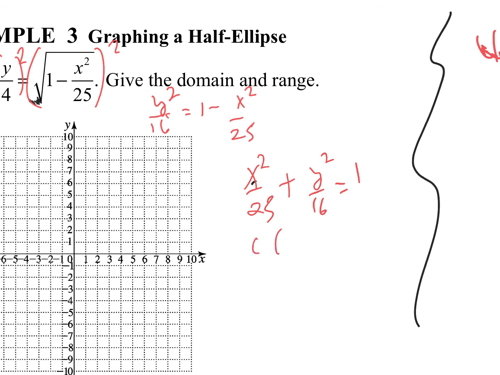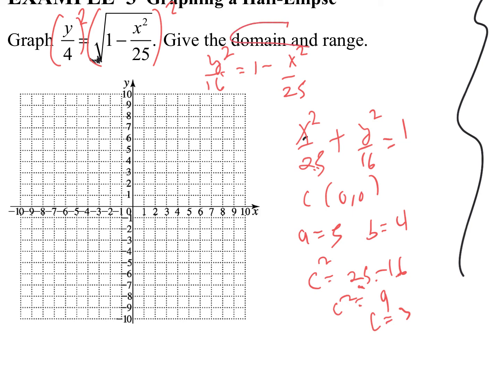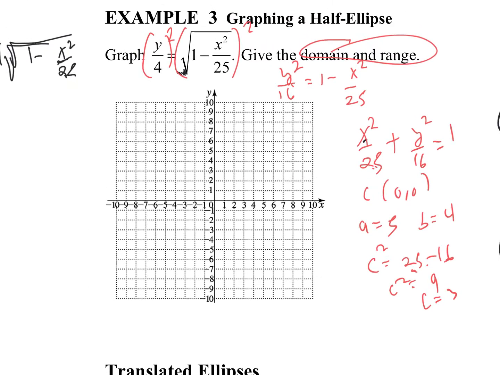It's centered at 0, 0. a is equal to 5. b is equal to 4. c, if I needed it, would be, c squared is 25 minus 16. That's my a squared minus b squared. c squared is 9. c is 3. So I can graph everything. And then he wants, again, the domain and range, which is really kind of silly. It's like a circle. You're not really going to go crazy.